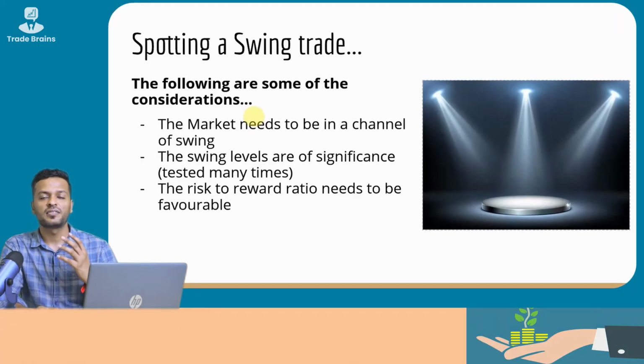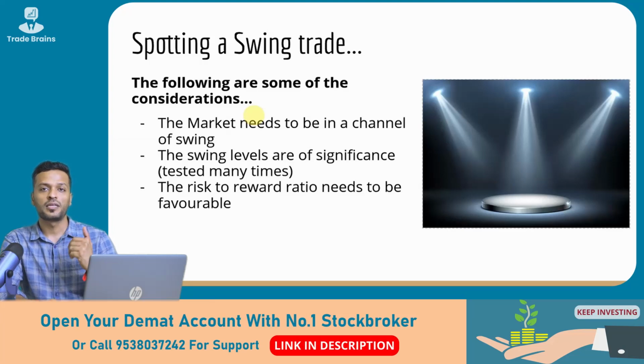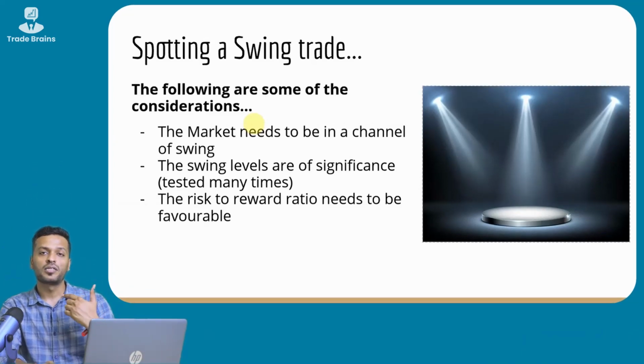The risk to reward ratio is of prime importance. You can't take a trade saying my reward is only 5 rupees, but the risk I have to endure is 10 rupees. That's not a good risk to reward strategy, because once you hit the stop loss, you'll have to make 3 to 4 times profit just to cover the loss of capital. So good risk to reward trades become very important if you want to be a very good swing trader.